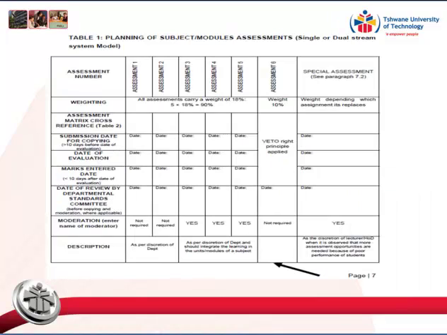In our faculty, we will standardize on a minimum of 6 assessments. Assessment 6, which we will come to in a moment, will have many sub-assessments and will carry a weight of 10%. The veto right principle is also applied to this assessment. Assessments 1 to 5 will each carry a weight of 18%. 5 times 18 equals 90, plus 10 is 100.